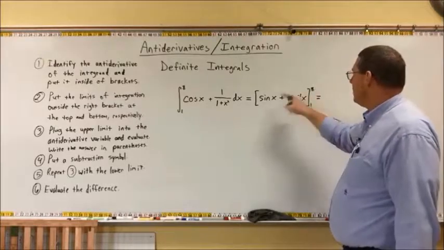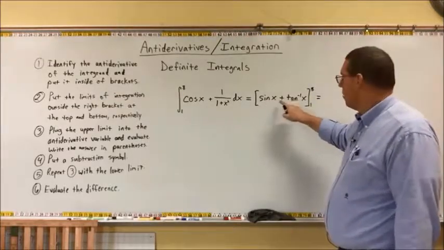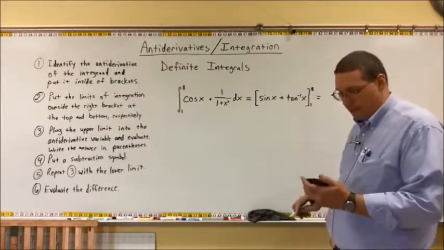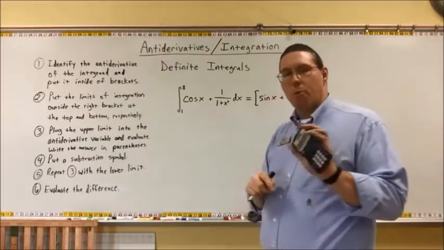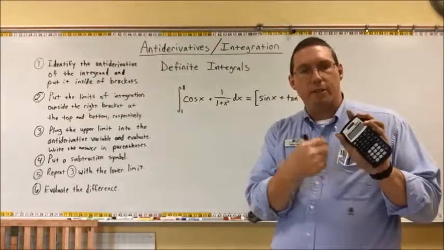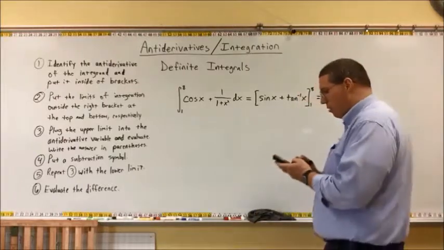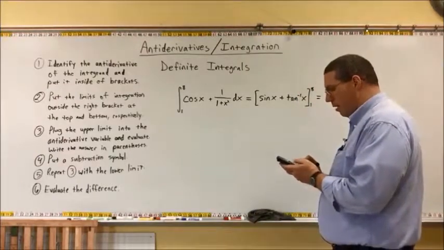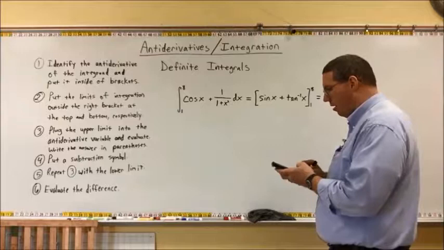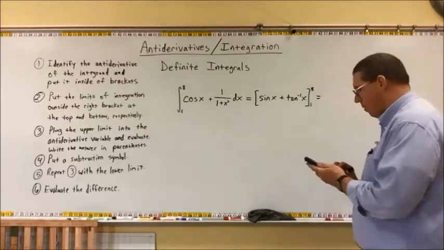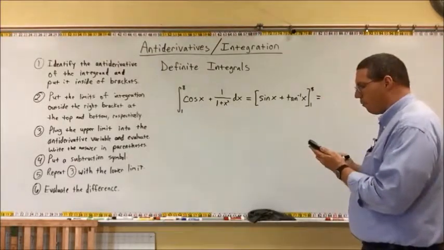Now we're going to plug 8 in. So we're going to do sine of 8 plus tan inverse of 8. Now, your calculator hopefully has a way, if you hit a second button and then tangent, you might get tan inverse. So I'm going to do sine of 8 plus second tan gives me tan inverse of 8. And I press enter, and I get 2.4357.